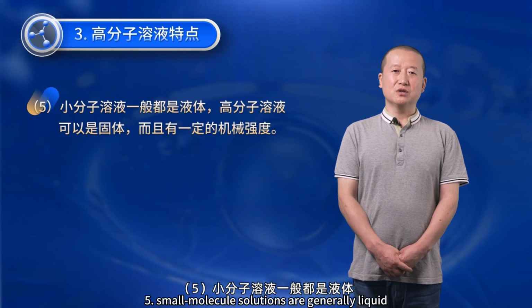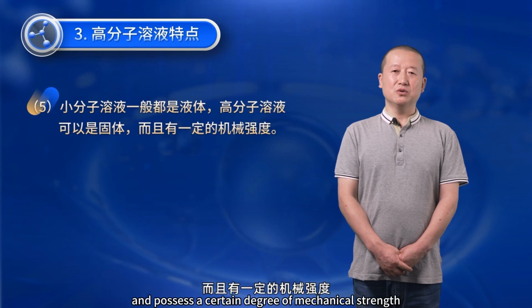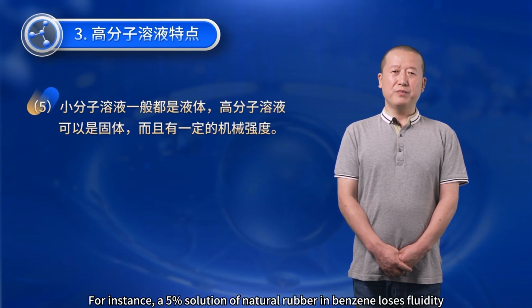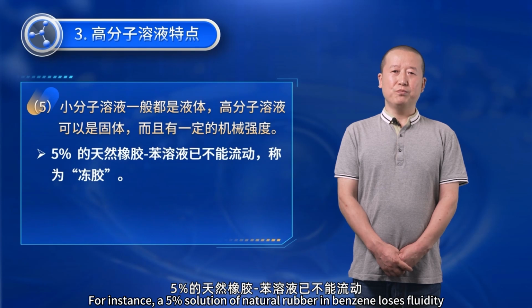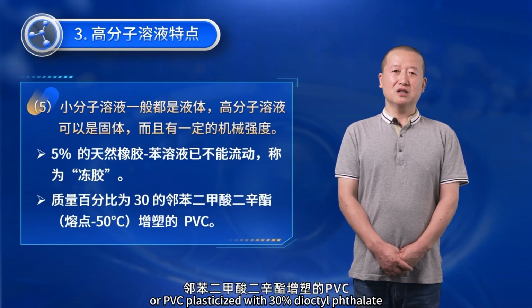Fifth, small molecule solutions are generally liquid, whereas polymer solutions may be solid and possess a certain degree of mechanical strength. For instance, a 5% solution of natural rubber in benzene loses fluidity and is called a gel, or PVC plasticized with 30% dioctyl phthalate.